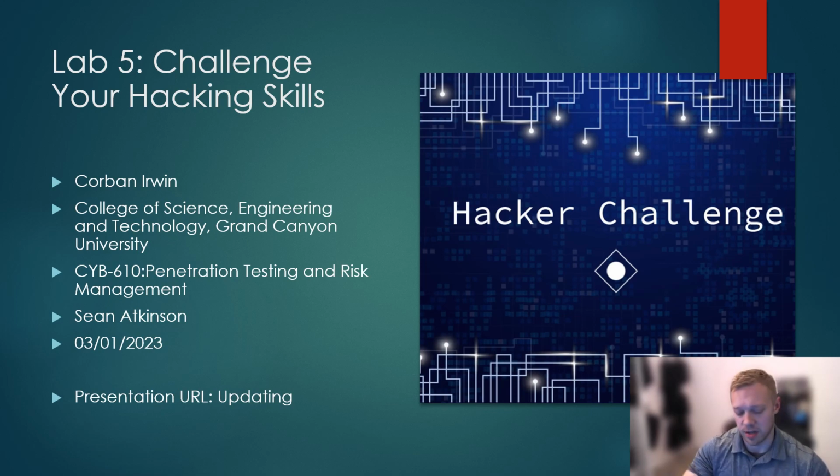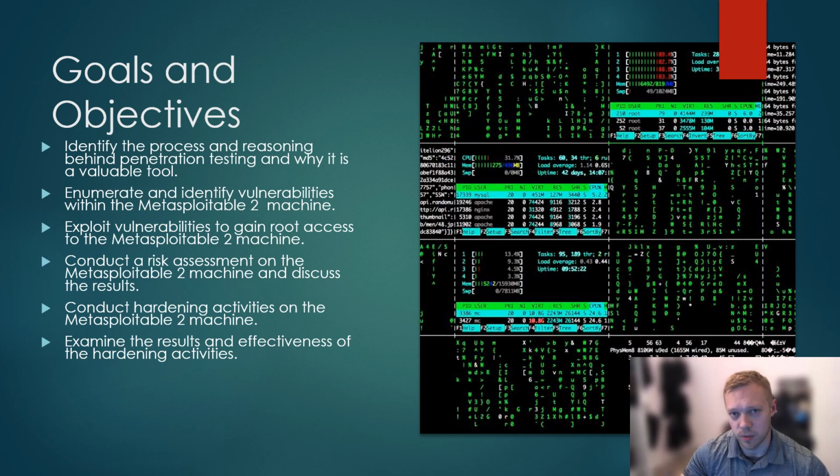Today we'll be challenging our hacking skills and we'll be looking at several different goals and objectives. Our first goal will be to identify the process and reasoning behind penetration testing and why it is a valuable tool for IT security. Secondly, we will enumerate and identify the vulnerabilities within a Metasploitable 2 machine. We will exploit those vulnerabilities to gain root access to that machine. We will then conduct a risk assessment based on those vulnerabilities, and then we will conduct hardening activities on the machine as well. We'll examine the results of those hardening activities by reconducting a scan to identify vulnerabilities and see what the effectiveness of those fixes were.